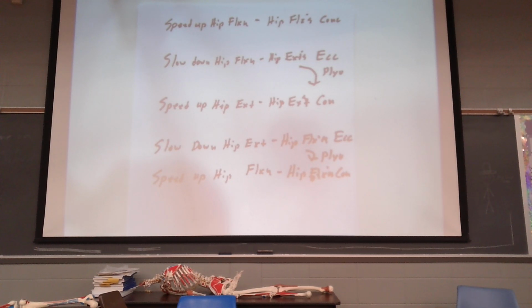gluteus maximus through... I'm going to give you a flexor, I'm going to give you an extensor. Slowing down the hip flexion. I'm going to give you a flexor, I'm going to give you an extensor. Slowing down the hip extension. I'm going to give you a flexor, I'm going to give you an extensor. Like I'm going to keep it in that context.